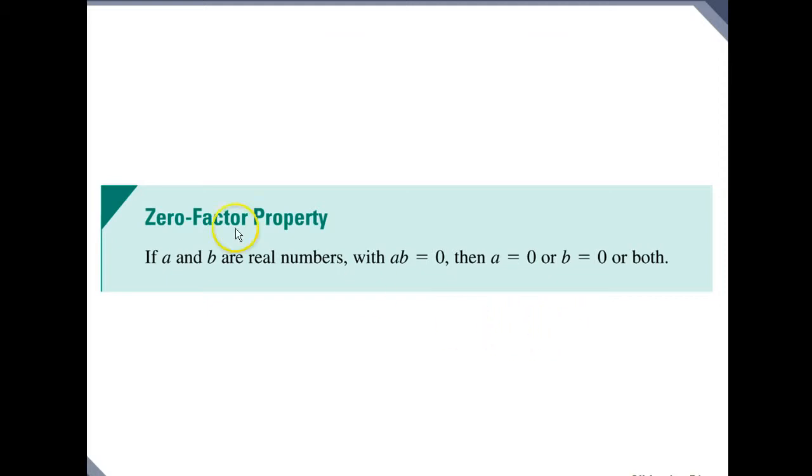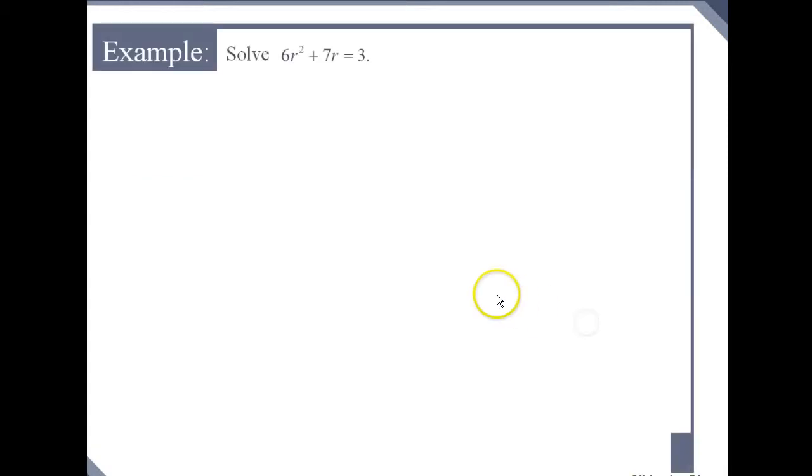Now for this we're going to use what is called the zero factor property. That in order for this statement to be true, A times B equals 0, then either A is 0 or B is 0, or they both are 0. This is called the zero factor property. So here's an equation that's quadratic. It's r to the second.